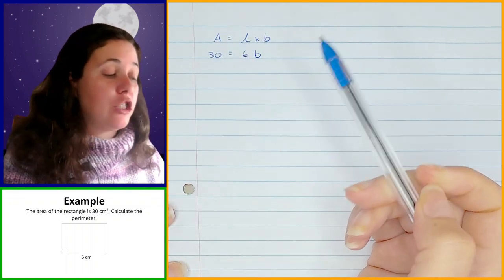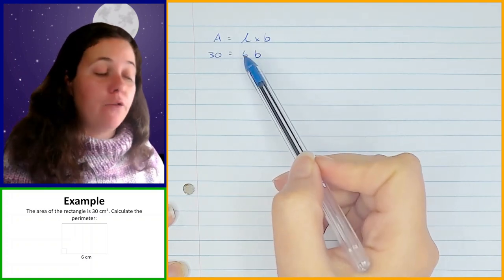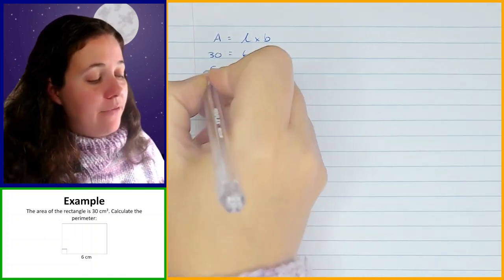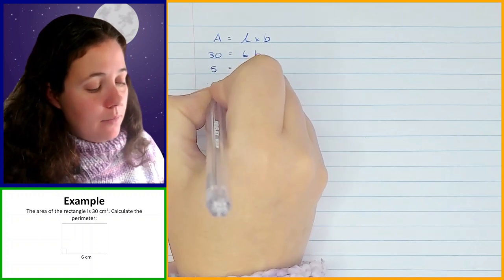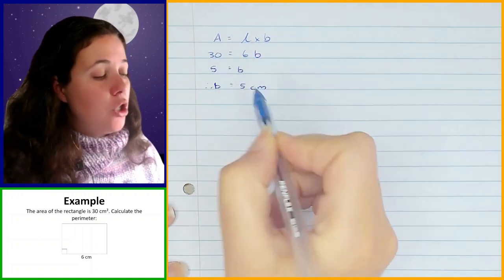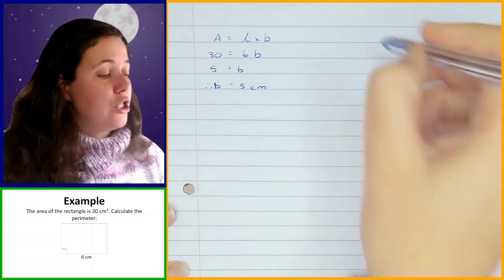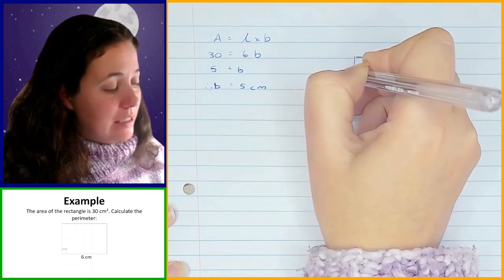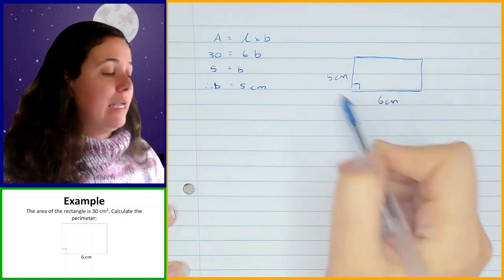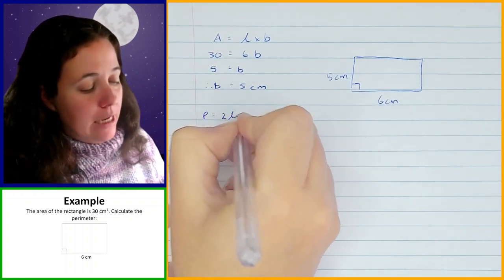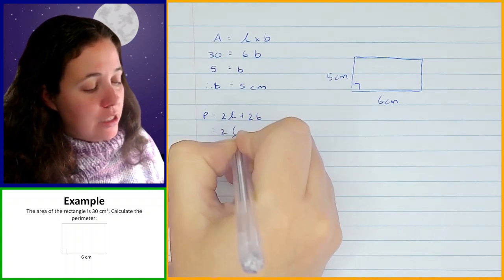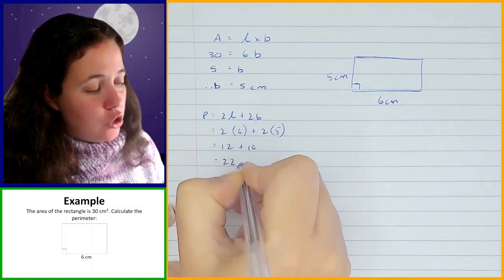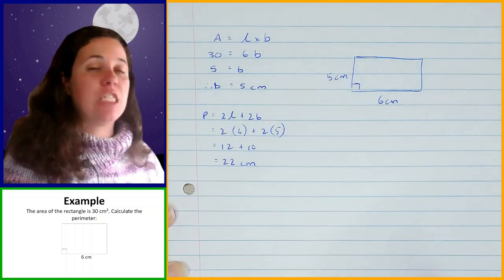Okay, now you know how to solve equations. We're going to divide both sides by 6 to get rid of that 6. So that's going to be 5 equals b. So my breadth is 5 centimeters. Now that I know that, I can use it to work out the perimeter. So now I've got my rectangle. I know that this is 6 centimeters. Now I know that this is 5 centimeters. The perimeter is 2 lengths plus 2 breadths. So that's going to be 2 times 6 plus 2 times 5, which is 12 plus 10, which is 22 centimeters. So now I know that my perimeter is 22 centimeters.